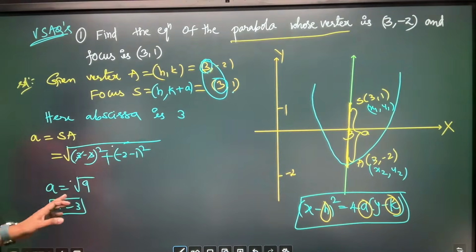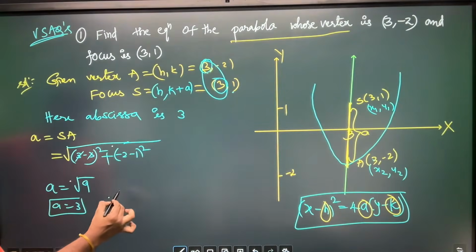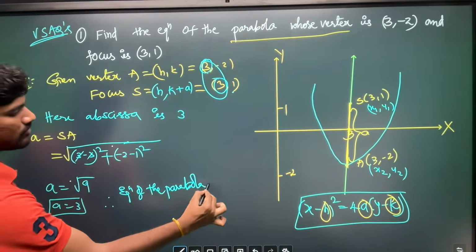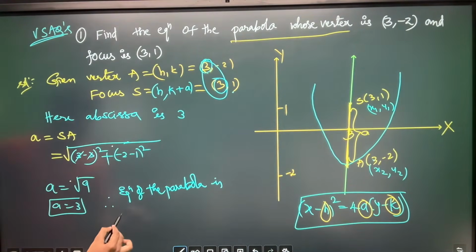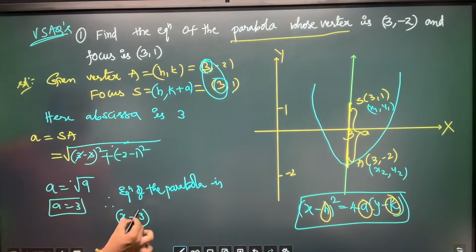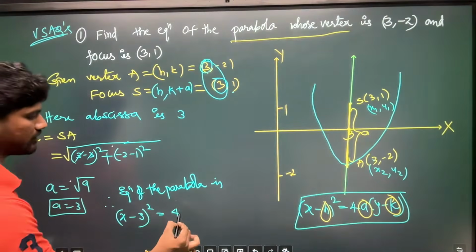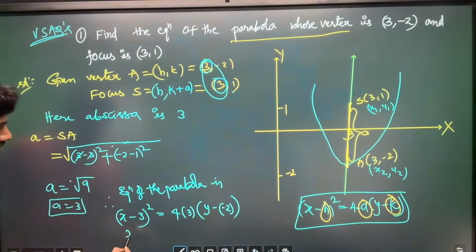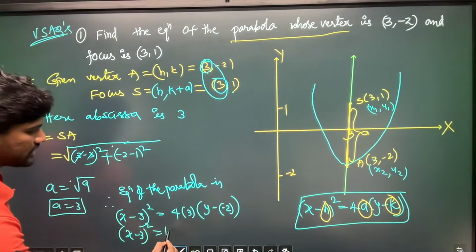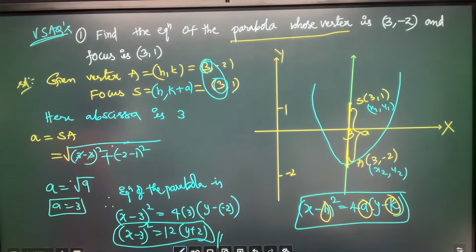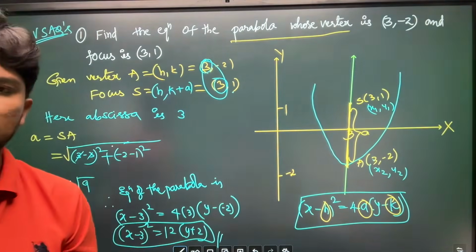Now substitute these values, h and k, in this equation. So clearly the equation of the parabola is (x minus h) whole square is equal to 4a into (y minus k). The h value is 3, the a value is 3, and the k value is -2. So (x minus 3) whole square is equal to 4 times 3, that is 12, into (y plus 2). This is the required equation of the parabola. Clear? In this format you have to find the solution.